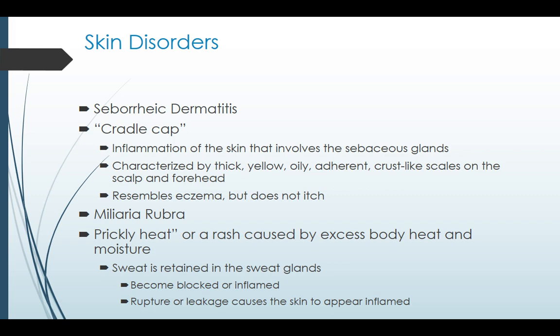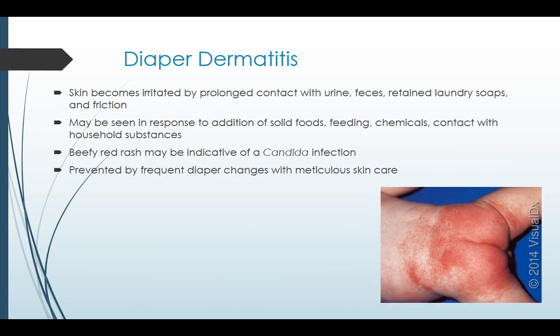Miliaria rubra is prickly heat or rash caused by excessive body heat and moisture. Sweat is retained, and it appears suddenly as tiny pinhead-sized reddened papules. May be itchy, often appear in diaper areas and skin folds. Remove extra clothing, bathe, skin care, and frequent diaper changes are needed for this one.